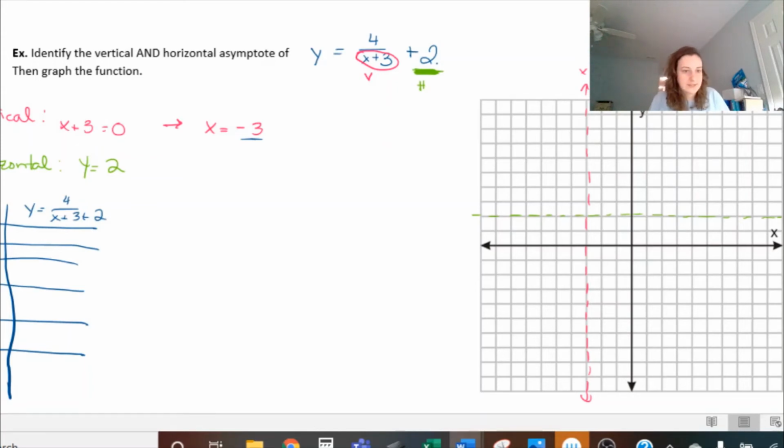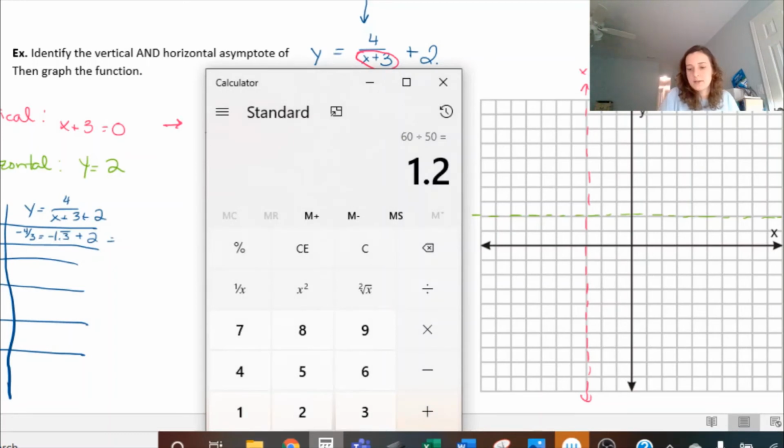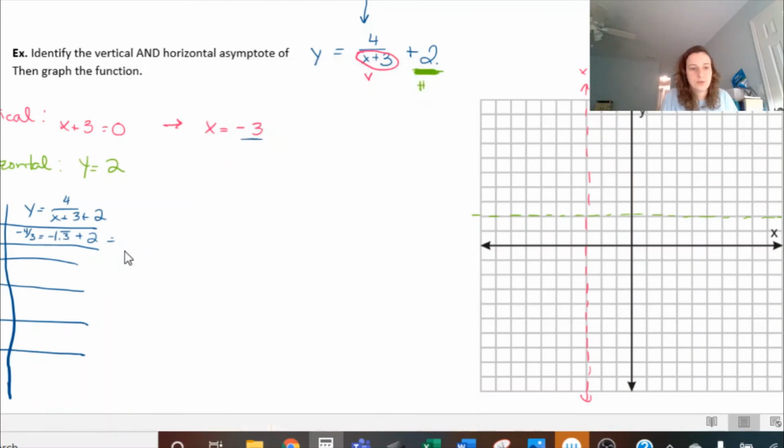Remember, when we plugged in -6, we got -4/3, which was -1.3 repeating. So now what we can do is just add that extra 2 on the end, because we already did this beginning portion in the previous example. So -1.3, and then if we add 2, you have 2/3 is what we're left with. Okay, so 2/3, which is the same as 0.6 repeating.